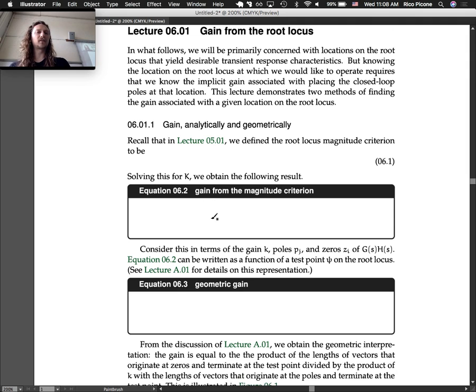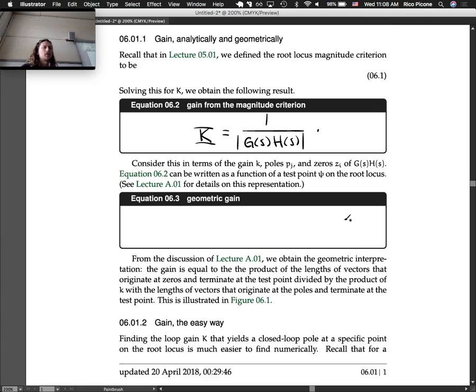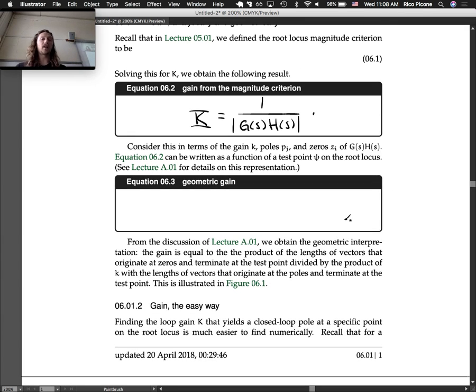Remember that we had solved for what the gain, big K, was from the magnitude criterion: big K equals 1 over the magnitude of G of S, H of S. And so we did that before. And we also were trying to come up with this geometric gain as well.